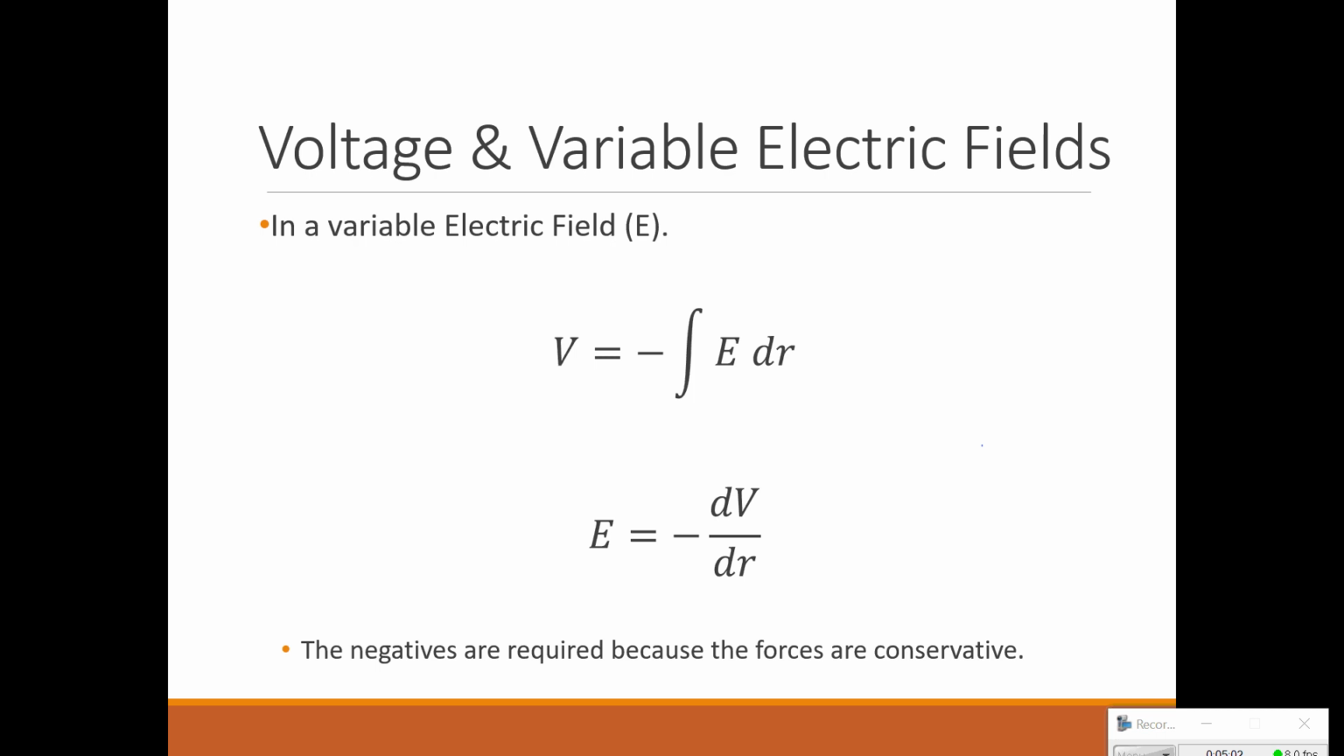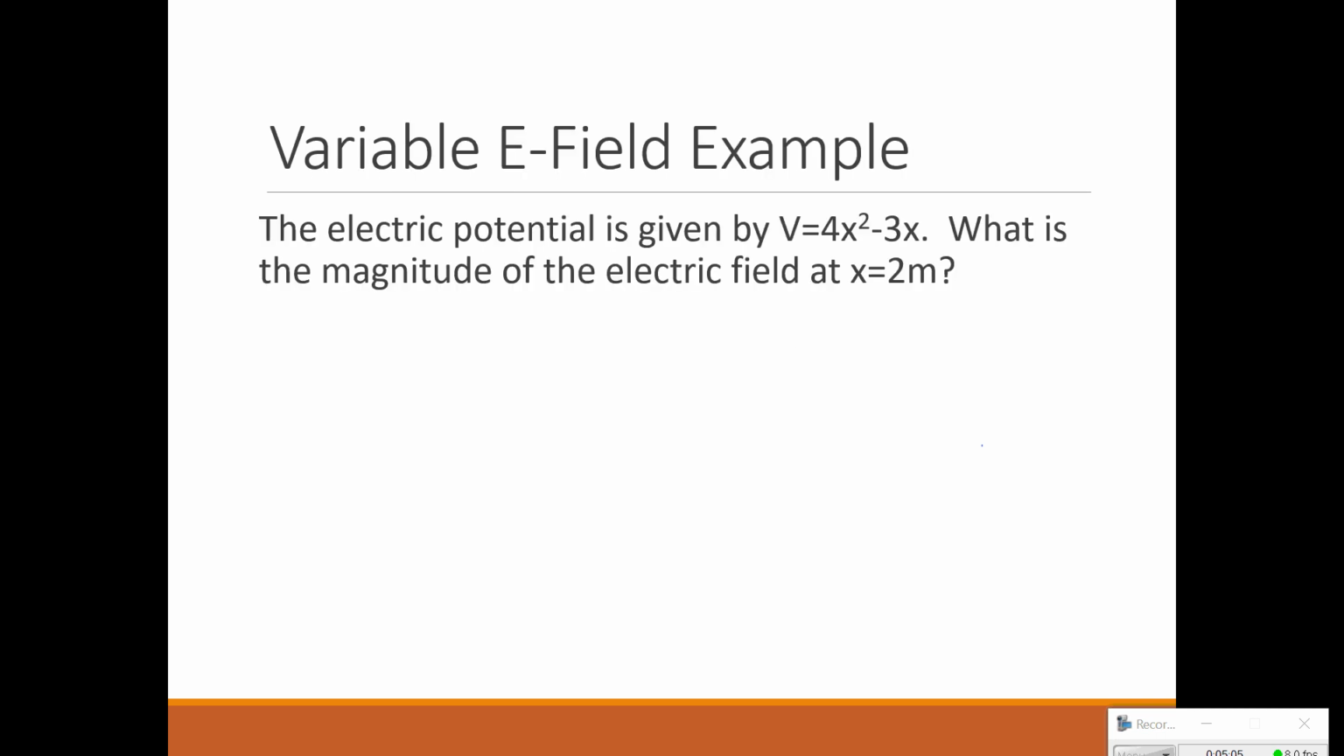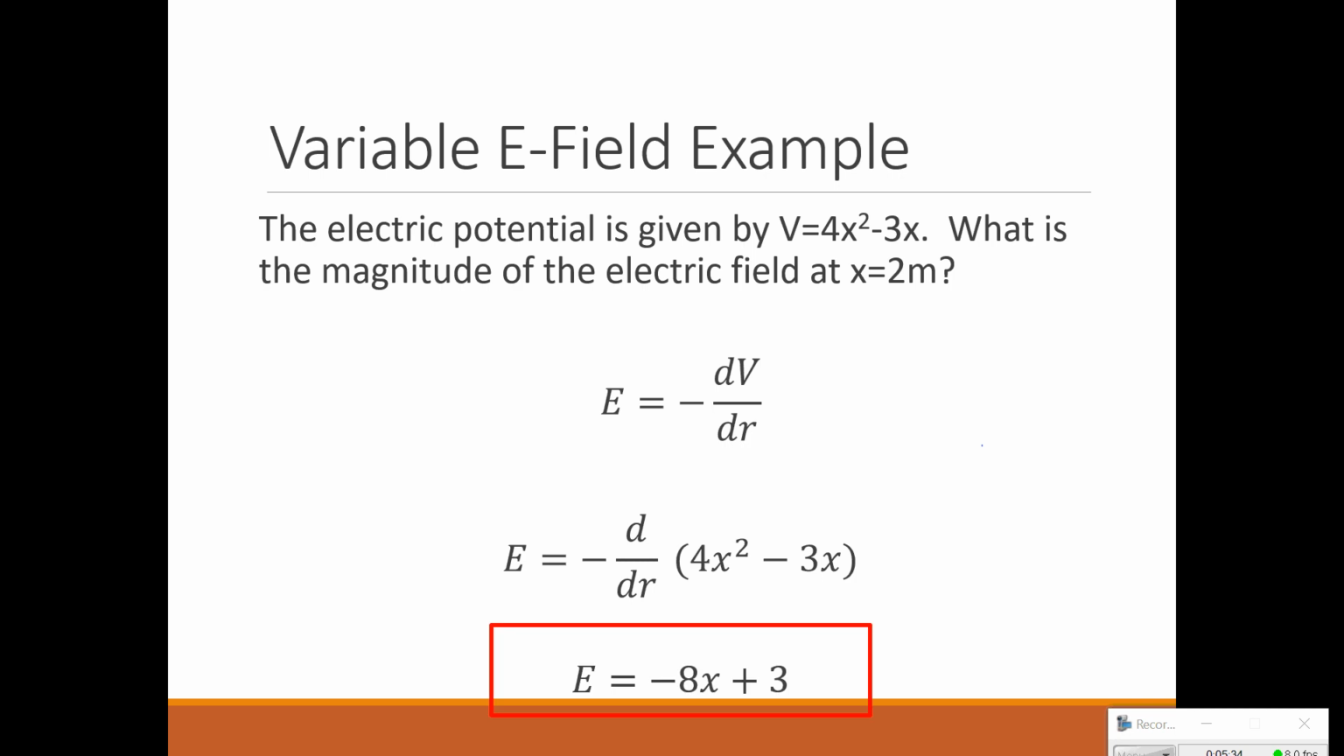So let's do an example of this. In this example, you have a function of electric potential as a function of position. So V is equal to 4x squared minus 3x. And we want to know what's the electric field strength at position x is equal to 2 meters. Well, we have our voltage. We know that our electric field is the derivative of voltage with respect to position. So we're going to take the derivative of this, and that will negate it. The derivative of 4x squared minus 3x is going to give us 8x minus 3, but we have to negate it. So that will end up turning to negative 8x plus 3.